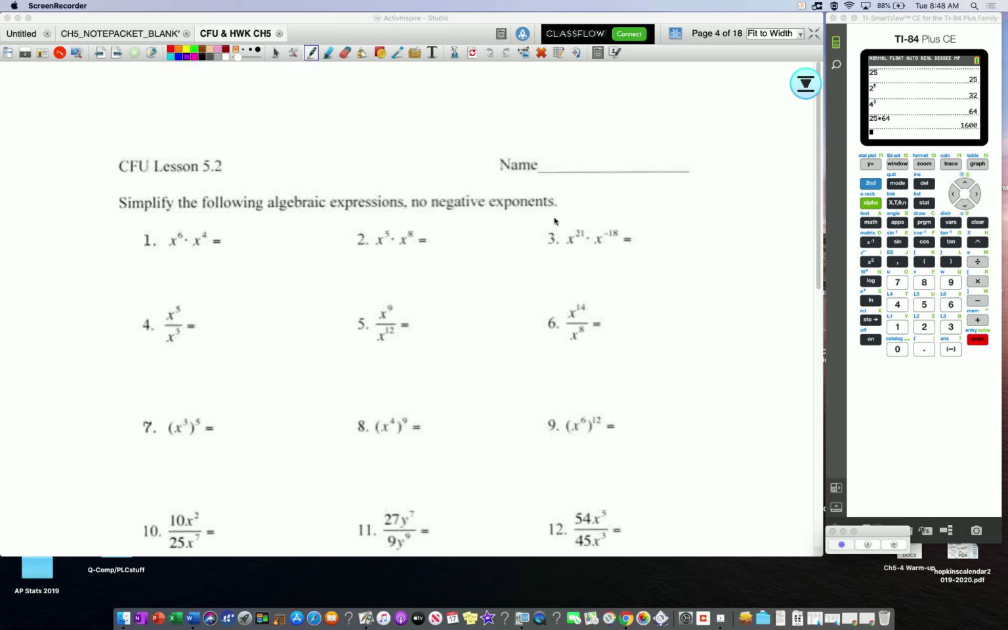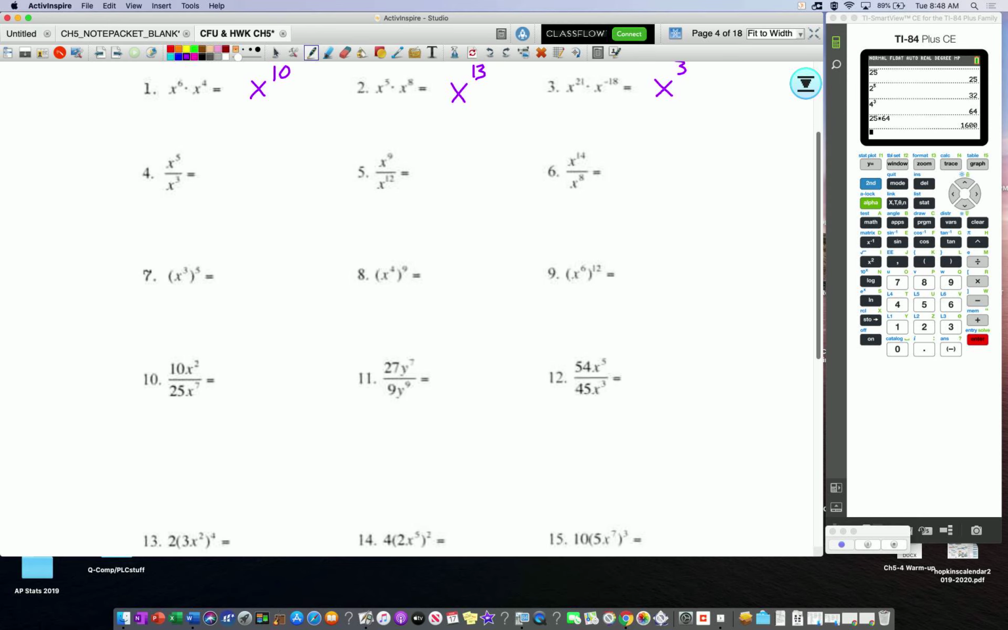The first three right here are all the addition rule. On this first one, all you have to do is add the exponents, so x to the 10th. Same thing for the second one. 5 plus 8 is 13, so x to the 13th. On the next one, x to the 21st times x to the negative 18th, add the exponents. 21 minus 18, or plus a negative 18, is x to the 3rd.